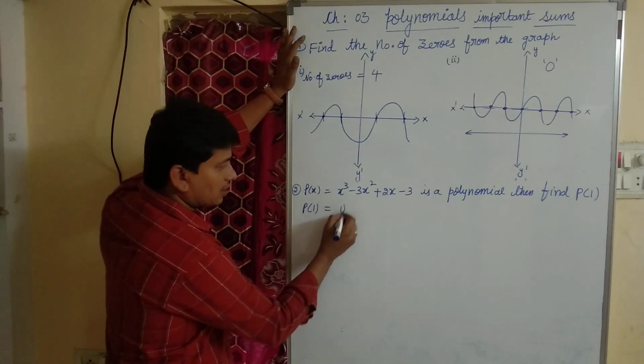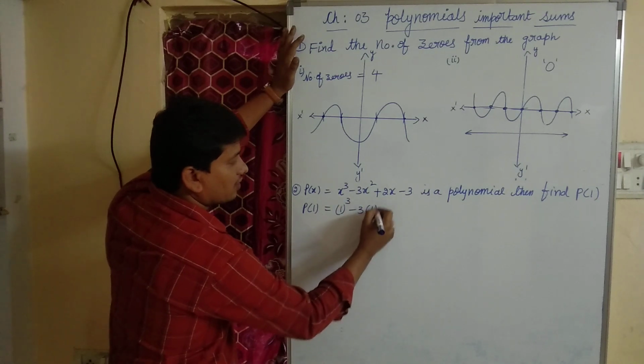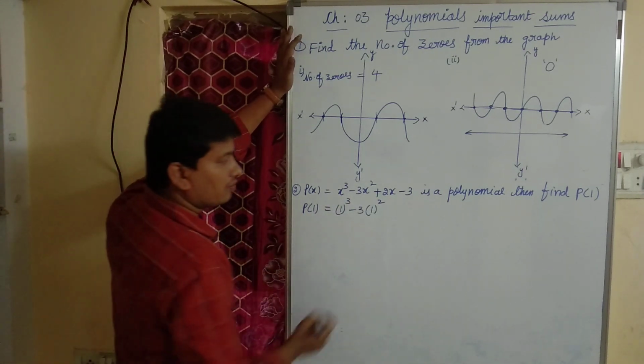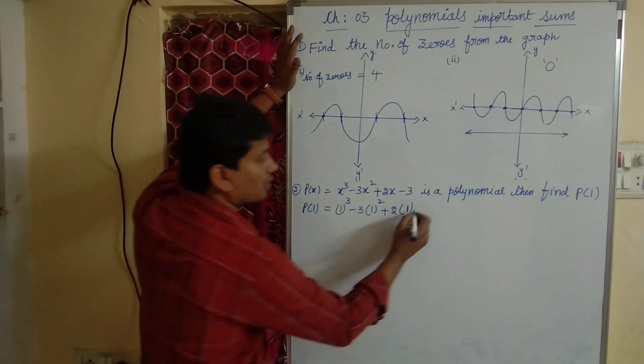In place of x substitute 1 cube, minus 3 into, in place of x we need to substitute 1 squared, plus 2 into, in place of x 1, minus 3.